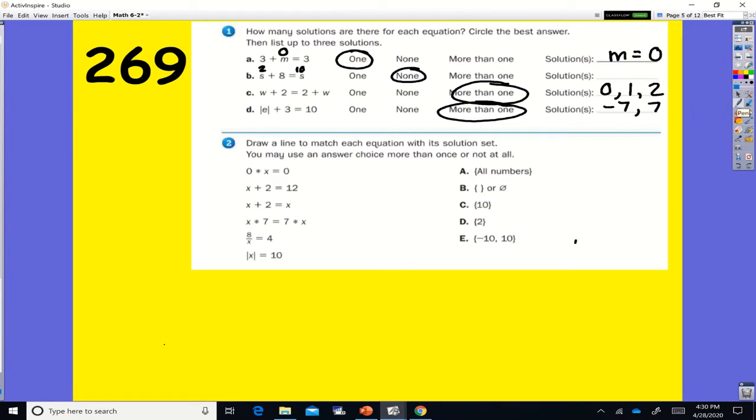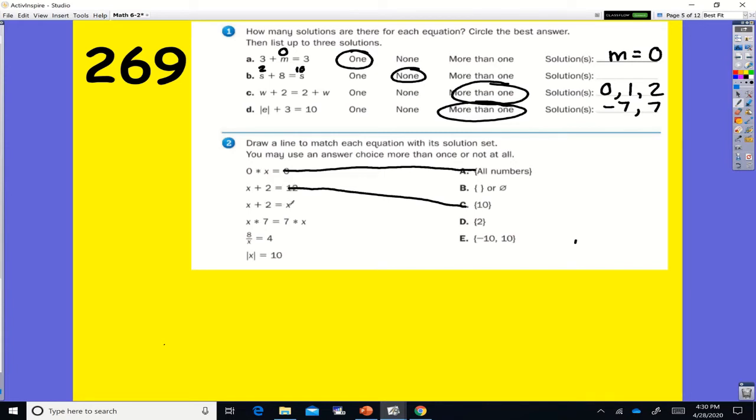We can use more than one choice for each of them. Well, 0: if we times anything by 0, it's always going to equal 0. So this is going to be all numbers here. Because if I put any number in for that variable, any number times 0 always equals 0. Now this, x plus 2 equals 12. Well, think about that. What's the only number I can put in for x? 10. So I'm going to have to do 10 because 10 plus 2 gives me 12.